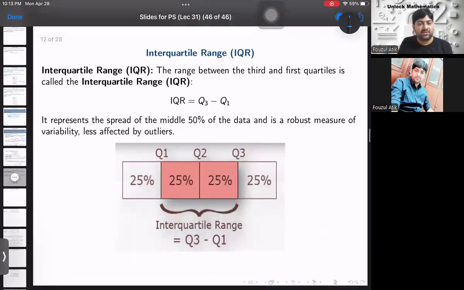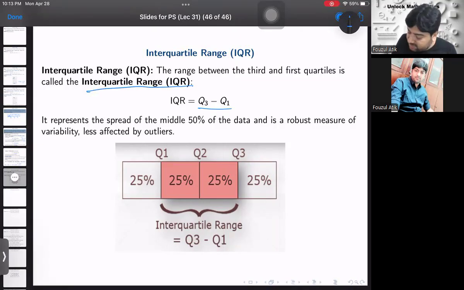Then there is another concept called the interquartile range. What is that? The interquartile range is the range between the third and the first quartile. It has a significance. It is denoted by IQR, and it is equal to Q3 minus Q1.